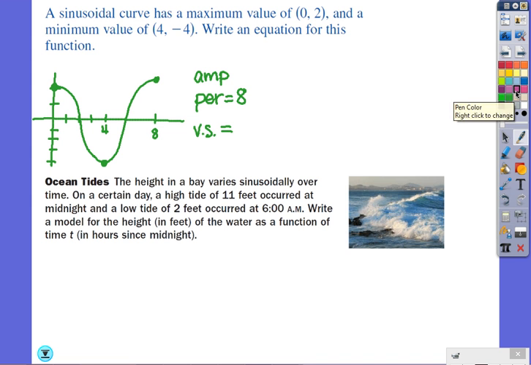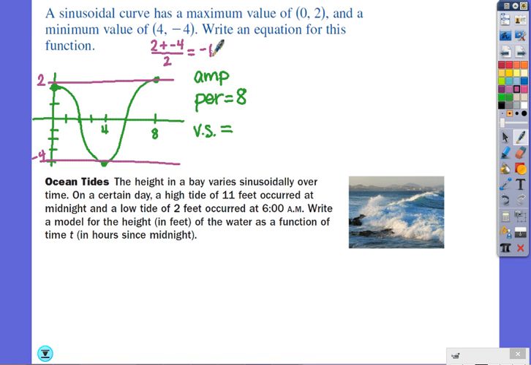Let's check this out. So we're up at 2 for the top. We're down at -4 for the bottom. And what's halfway between 2 and -4? If you like doing my little average way, you can go 2 plus -4 divided by 2. And you get -1. So that just tells us that our midline is at -1. Our vertical shift is -1. And from there we go up 3, and down 3 from the dotted line. The amplitude is 3.